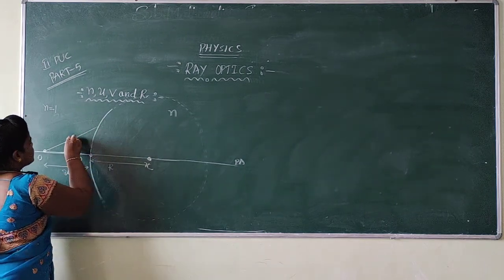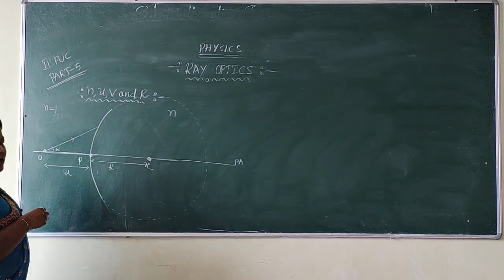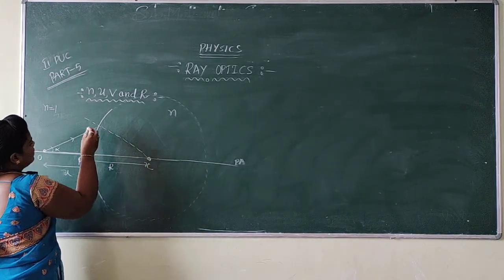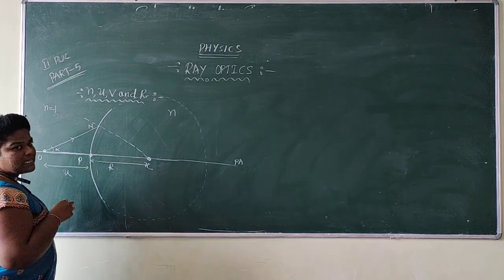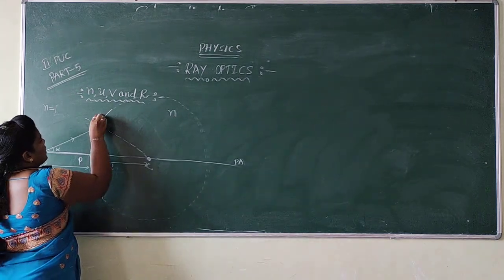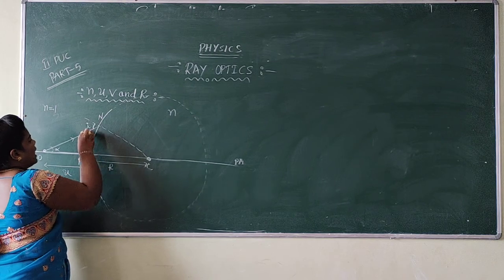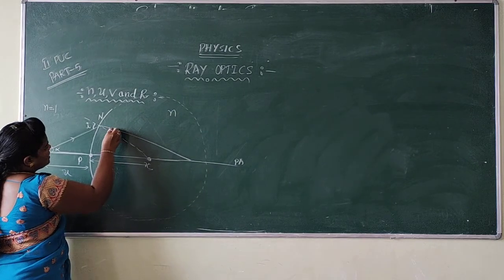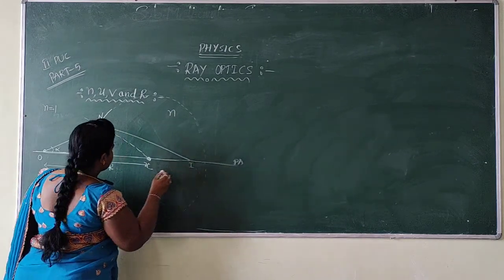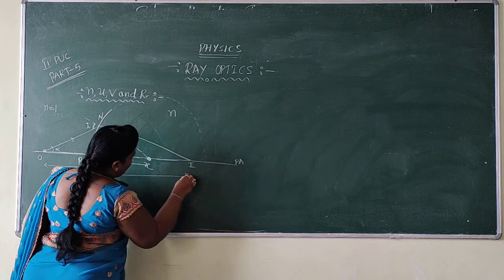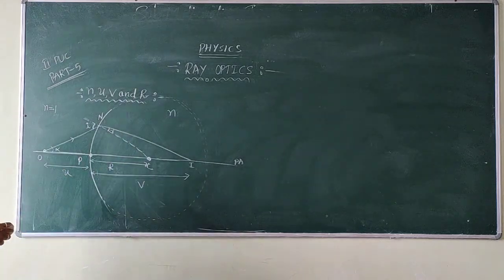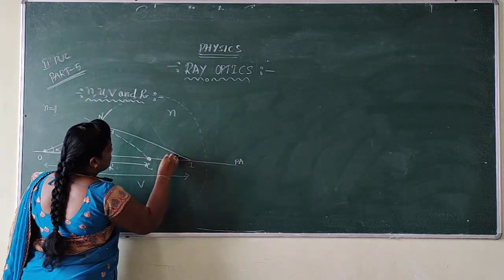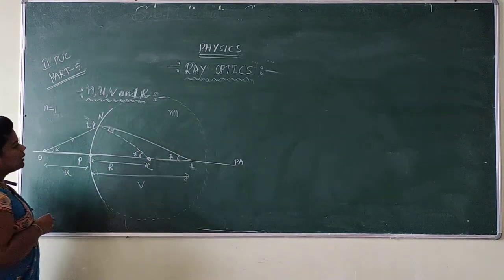Now I incident a ray of light at an angle alpha. At the point of incidence I draw the normal, which I name N, with an angle of incidence i. The ray of light is traveling from the rarer to the denser medium, so it refracts towards the normal and forms an image at this position. The distance between the pole and the image is called the image distance, represented by v. This angle is termed beta and this angle is gamma.